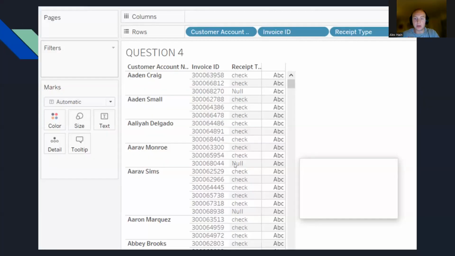So here you can see all the null values are invoice IDs that have still yet to be paid. So don't worry about those. Those don't matter for this question, but everything else is a check.